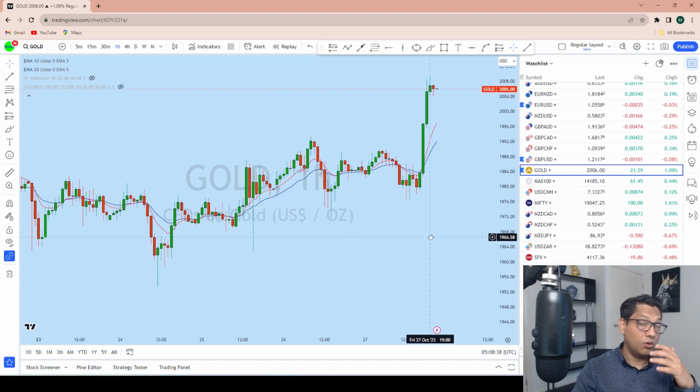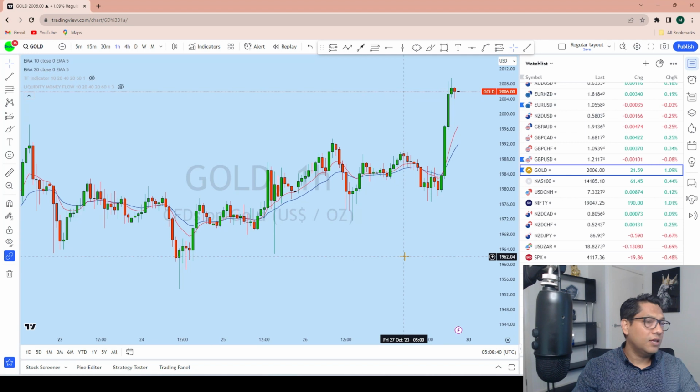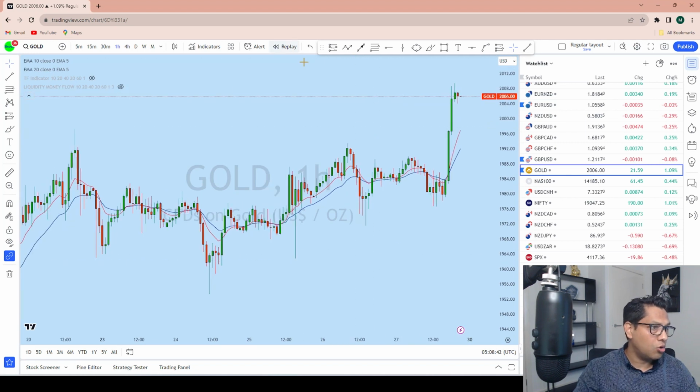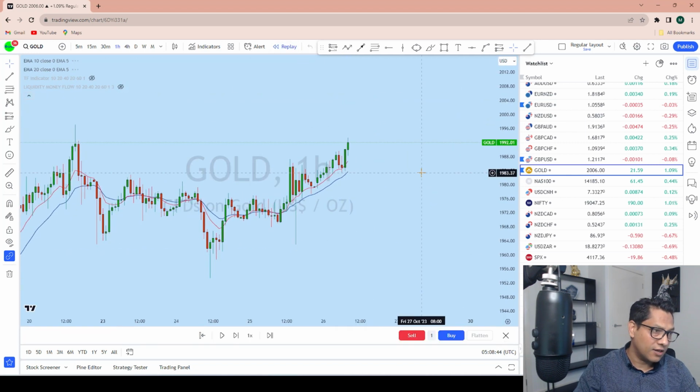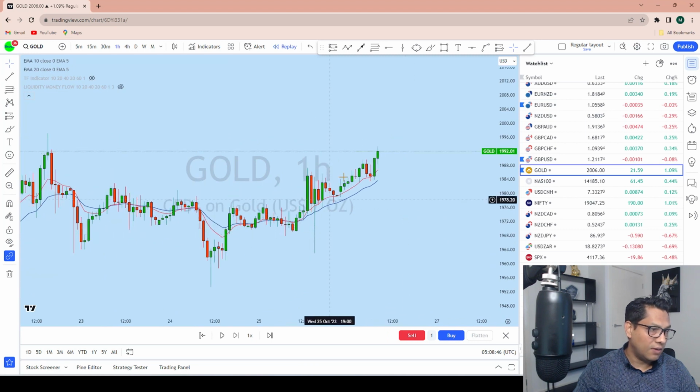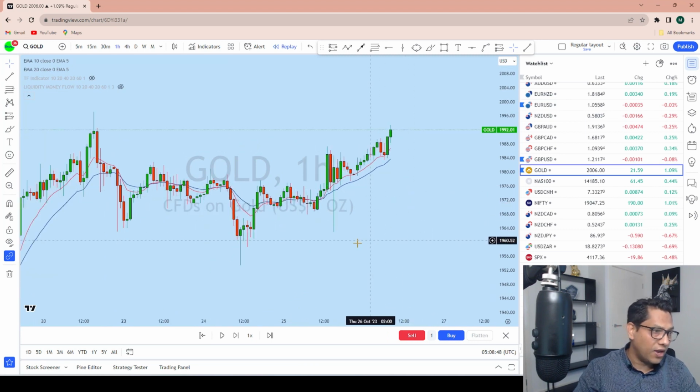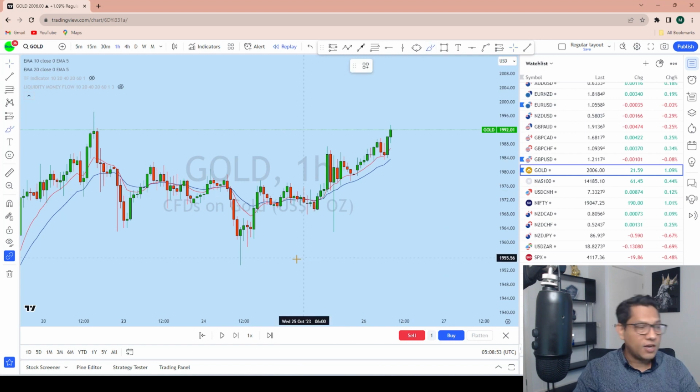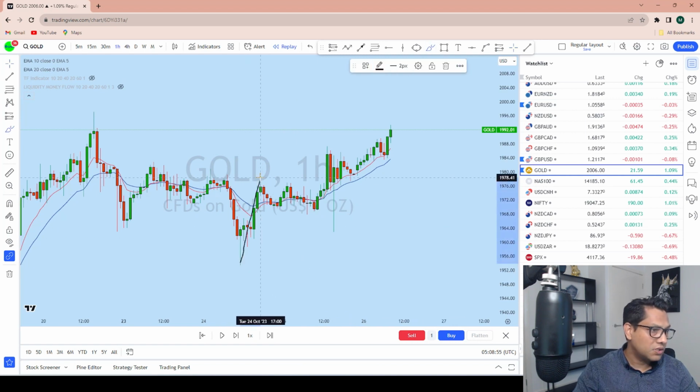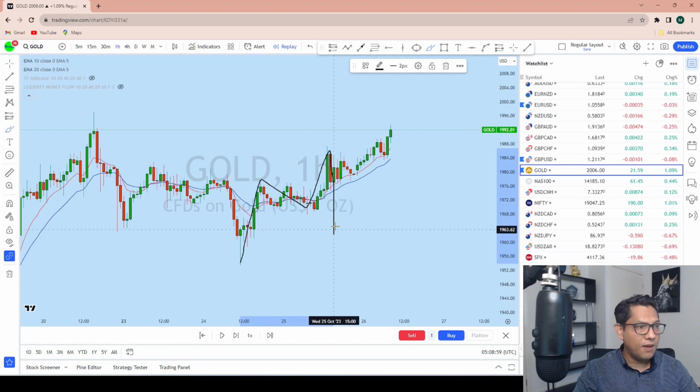Let's see this gold chart as an example. This is 1 hour chart on gold. Now if we look at this market, what do you see? I'm replaying the chart to clarify for you. You can see that this market is in an uptrend, a clear uptrend. There is an impulse, correction, deeper liquidity gap, and the market is forming a series of higher highs and higher lows.